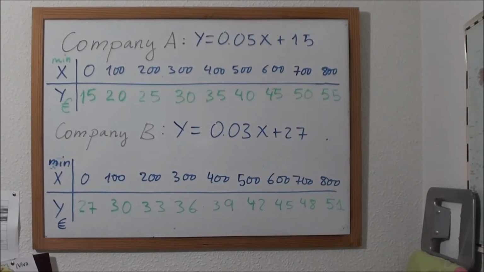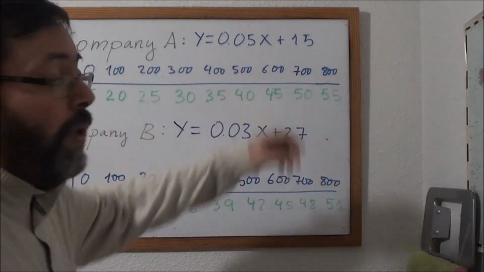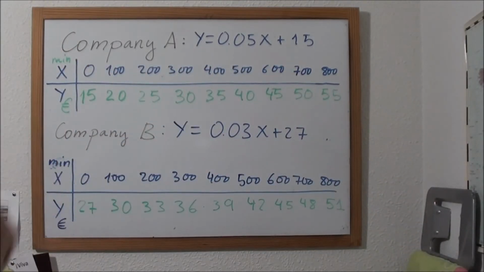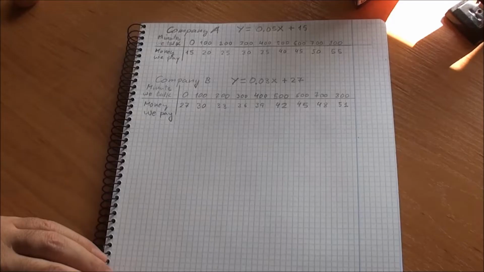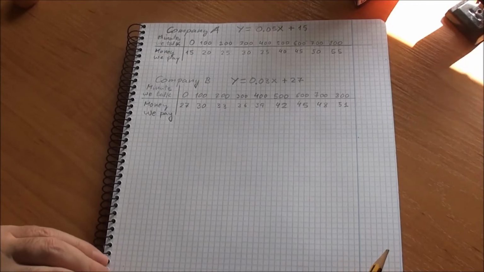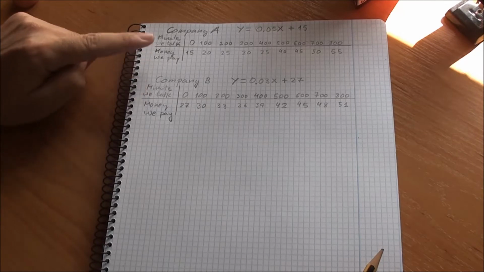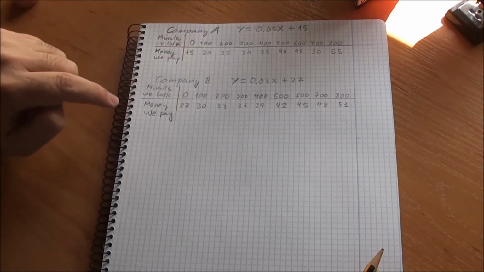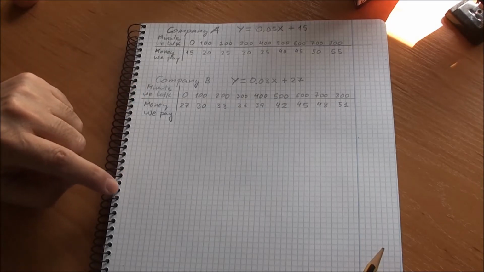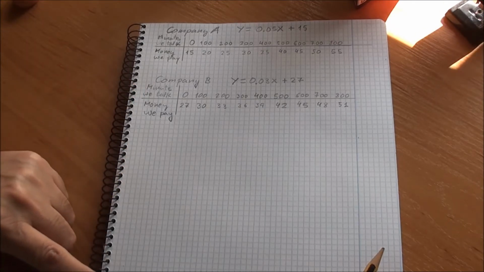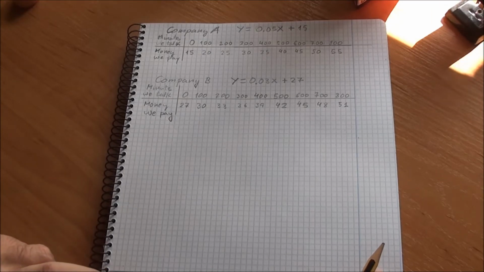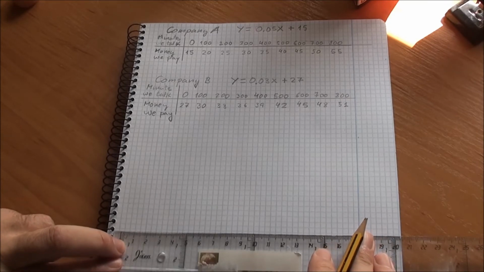Okay, and now we are gonna graph these two functions, these two tables. We are gonna graph them in the same reference frame, and we will see very simply what the conclusion is about this. Okay, and now we are gonna graph these two tables from each one of the linear functions on the same graph, and by looking at the graphs we will decide which company is better, which company is cheaper, depending on the number of minutes we use the phone.